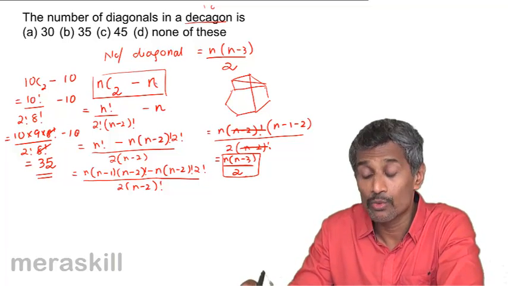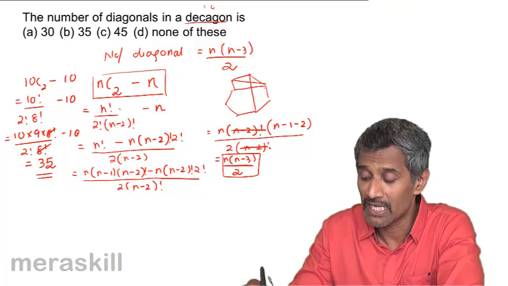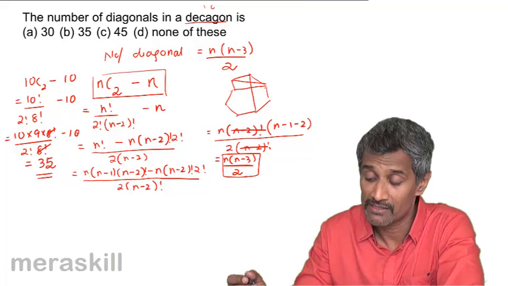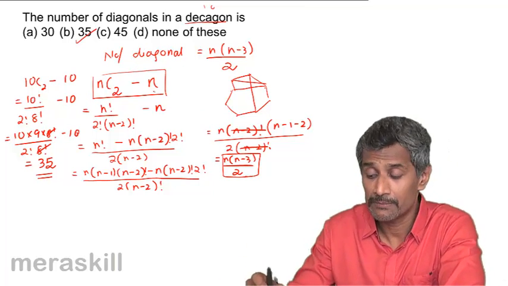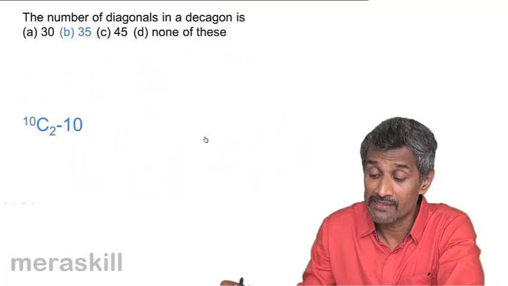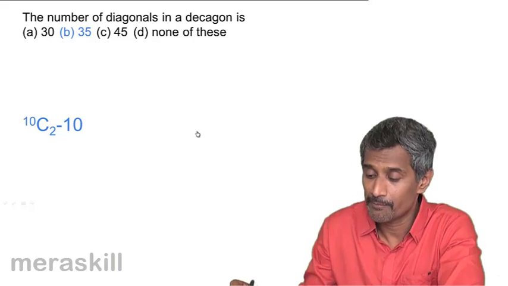And since this includes even the number of sides, to get the diagonals you remove the number of sides and you get 35. That is the number of diagonals. So among these, we have 35 as the answer, which is turning out to be 10c2 minus 10.